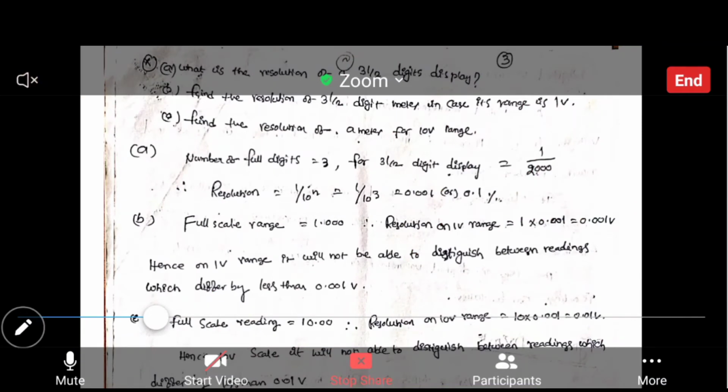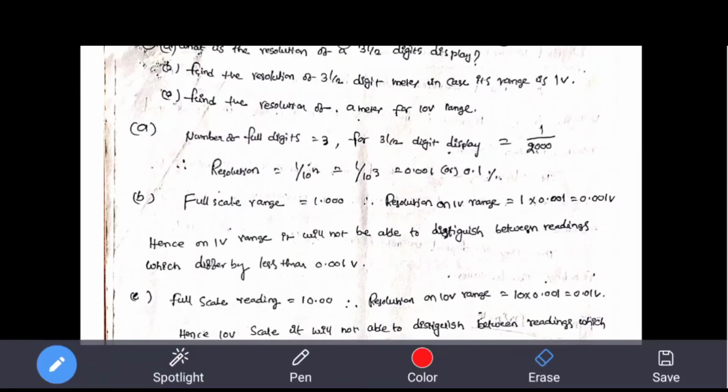What is the resolution of a 3.5 digit display? Here we have to assume the number of full digits to calculate resolution. Half digit display, 3.5 digit display, the half digit will not be considered. Half digit, full digit, number of full digits are 3. Therefore 3.5 digit display resolution is 1 by 10 cube, that is equal to 0.001 or 0.1% is the resolution.